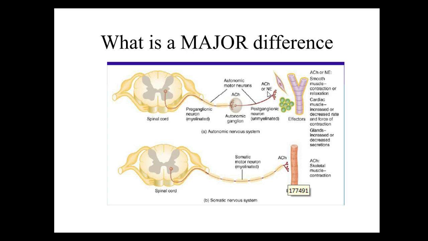So that's another difference. The autonomic has two motor neurons in the pathway. The somatic has one motor neuron in its pathway. The autonomic is going to release ACH or NE, whereas the somatic is only going to release ACH. Autonomic goes to smooth muscle, cardiac muscle, and glands as the effectors. The somatic only goes to skeletal muscles. So those are some major differences between the two systems.